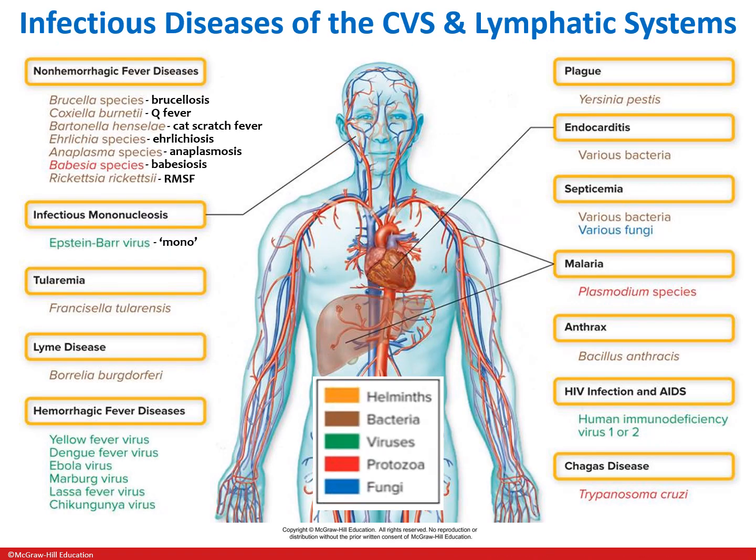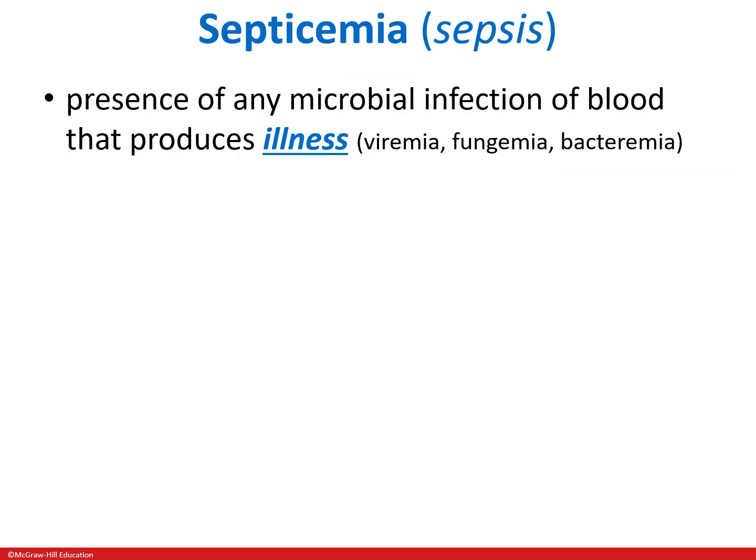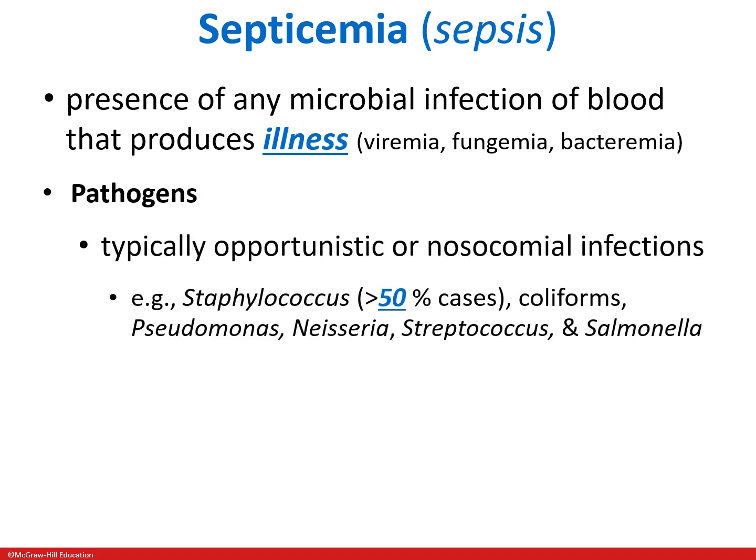So because the body is highly vascularized, there are quite a few diseases that can affect the cardiovascular and lymphatic system. We can sometimes refer to these as systemic diseases. So let's start with septicemia. Primarily, we're talking about a microbial infection of the blood, and typically we name this by way of which kind of organism. So if it's a virus, it would be called viremia, fungemia, or bacteremia, again, based on which kind of organism.